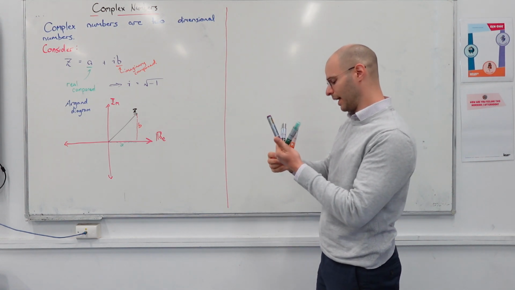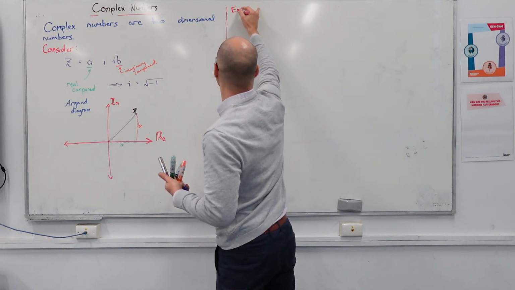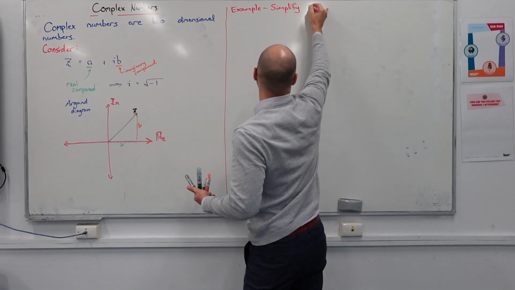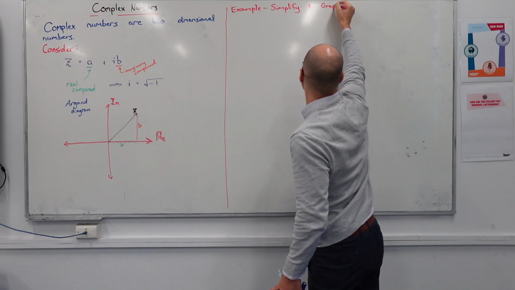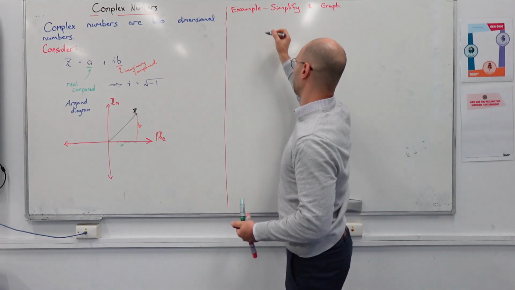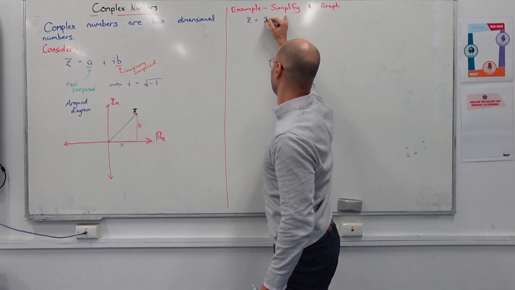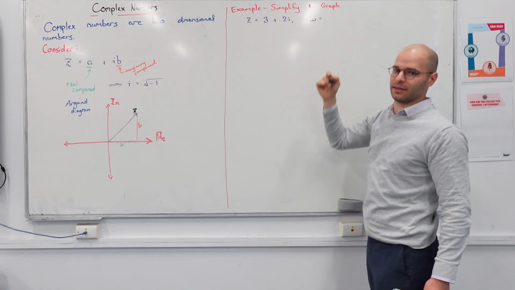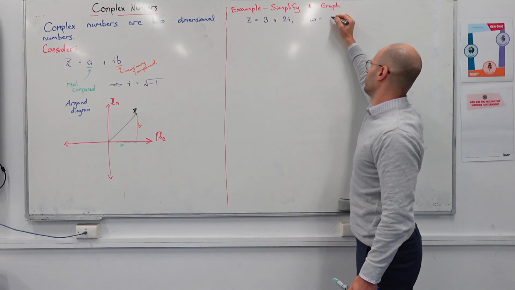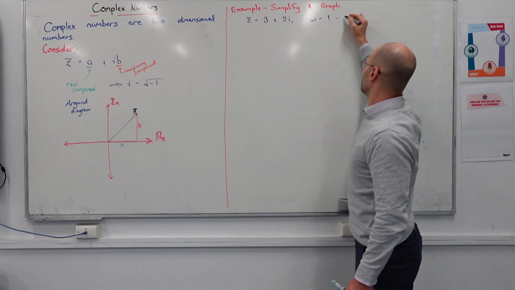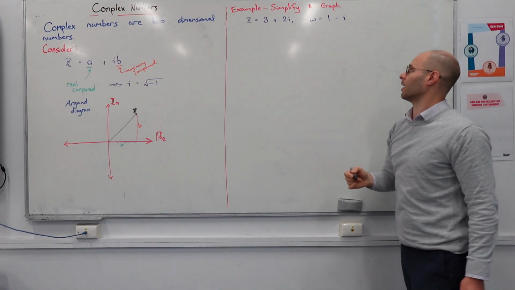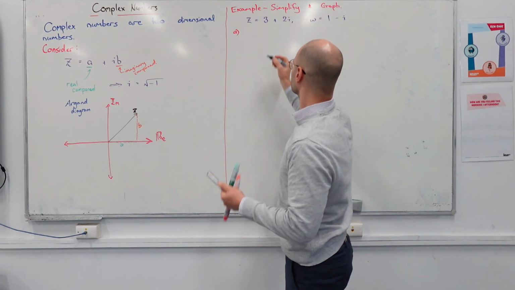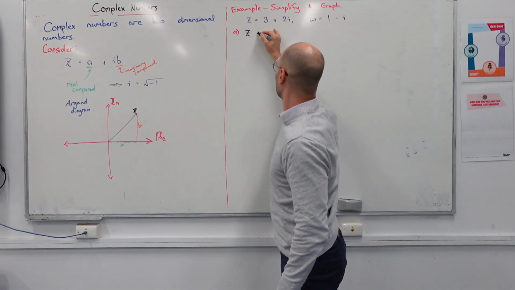Alright, so suppose we have, let's go, example: simplify and graph. We're going to have Z equals 3 plus 2i, and it's going to look like a W, and a lot of the times we call it W, but it's actually the Greek symbol omega. We're going to say omega equals 1 take i, like that. Does that sound cool? Yeah. And we'll do a: we want to go Z plus omega.